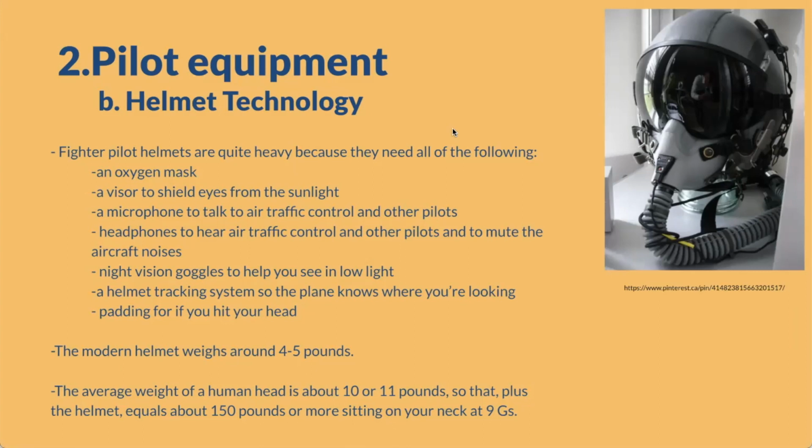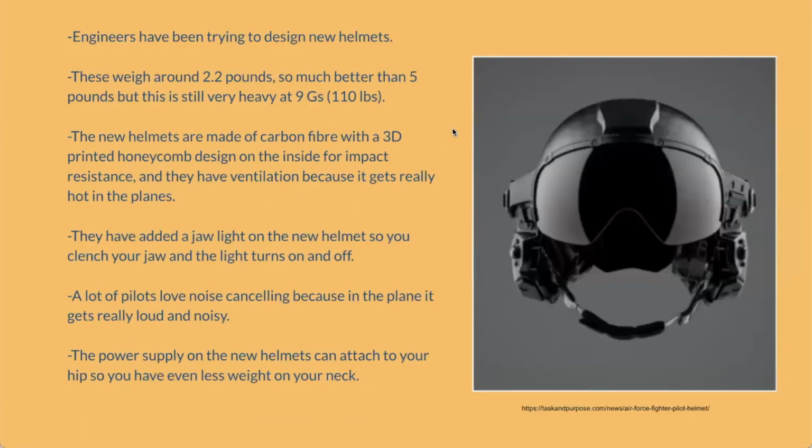The average weight of a human head is about 10 or 11 pounds, so that plus the helmet equals about 150 pounds or more sitting on your neck at 9 Gs. Engineers have been trying to design new helmets. These weigh around 2.2 pounds, so much better than 5 pounds, but this is still very heavy at 9 Gs.